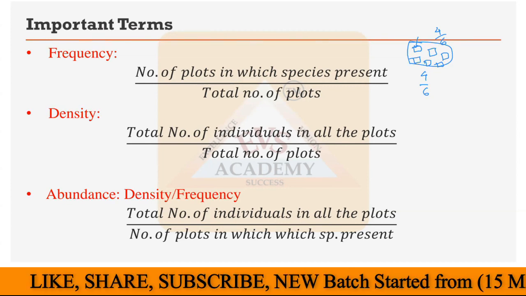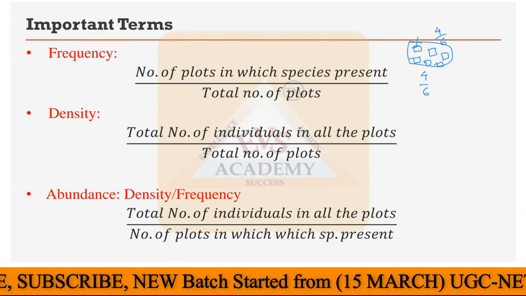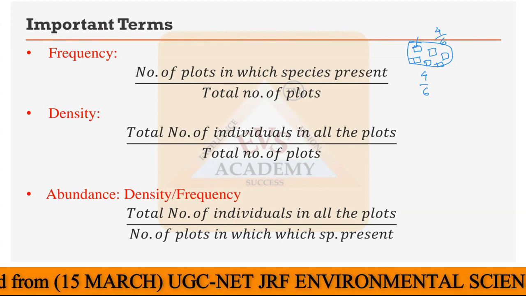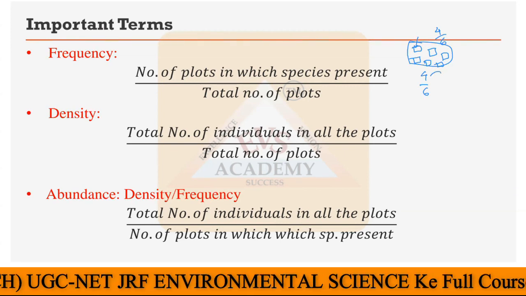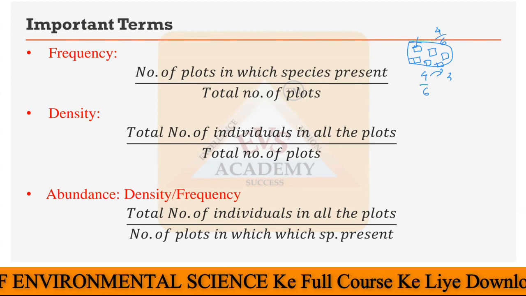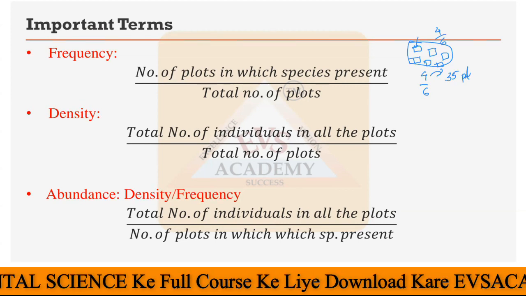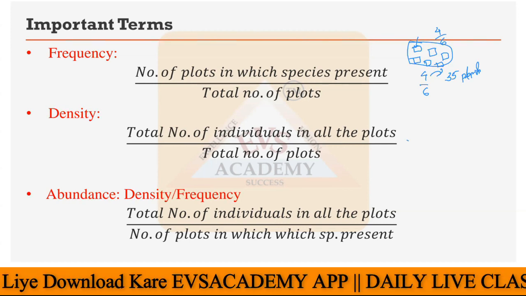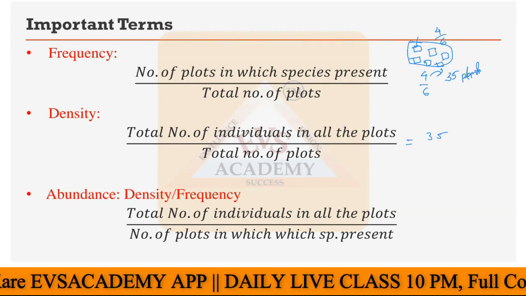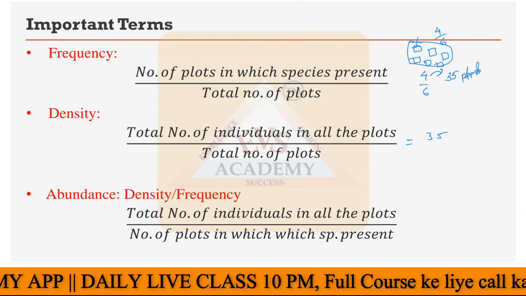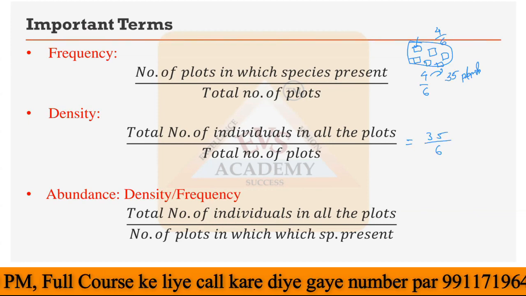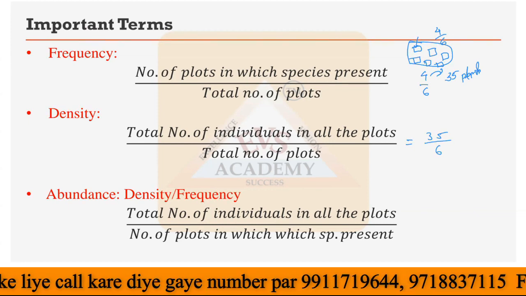Then density. In density, I will count that particular grass in all the plots. So I have found it in four plots, and in these four plots I can see there are a total of 35 plants of this grass. So the density of that grass here would be 35, that is the total number of individuals in all the plots divided by the total number of plots, that is 6. So this would be the density of that grass.